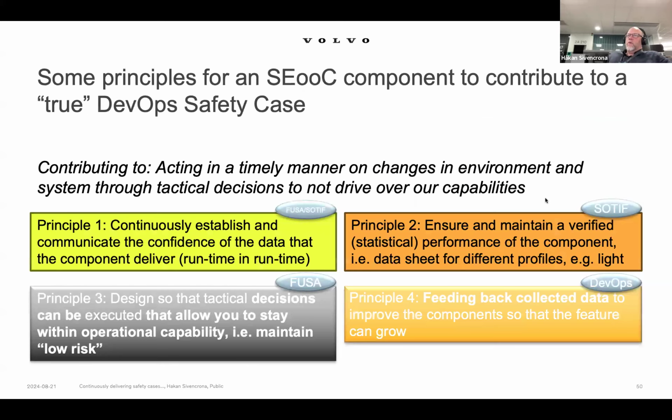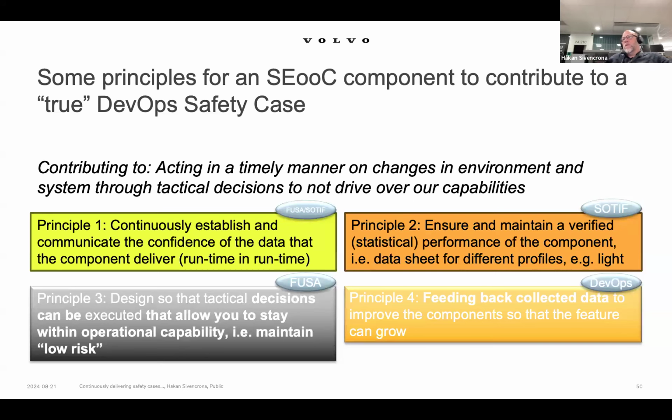So let's continue. Some principles for the safety element out of context component could be these four principles. Of course, a safety element out of context should continuously establish and communicate the confidence of the data that the component delivers, in runtime. It means that runtime requirements take care of when things are changed also. They don't look the same. If I'm going 90 kilometers per hour, I don't have the same requirement as if I was driving 70 kilometers per hour.